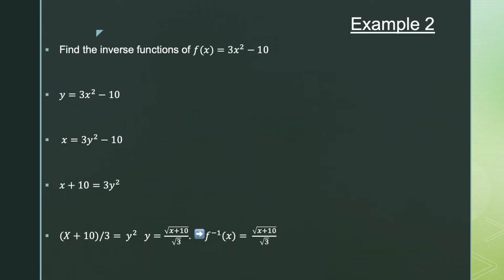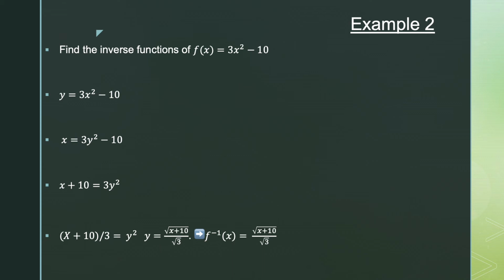Right guys, example 2. Find the inverse function of f(x) equals 3x squared minus 10. Again, step one: let y equal f(x), so y is equal to 3x squared minus 10. I then swap x and y around, so I've got x equal to 3y squared minus 10. I would then add 10 to both sides, so x plus 10 is equal to 3y squared. I would then divide by 3 on both sides, so I get y squared is equal to (x plus 10) all divided by 3.